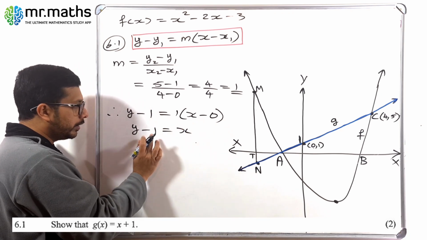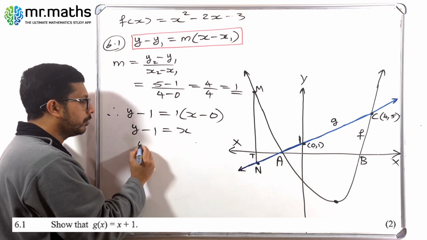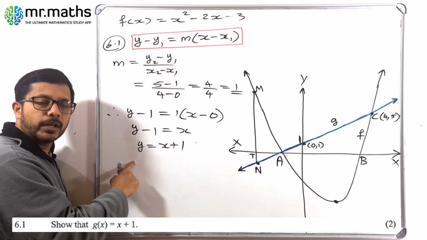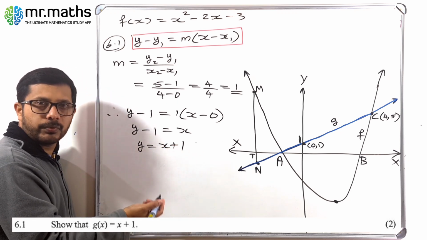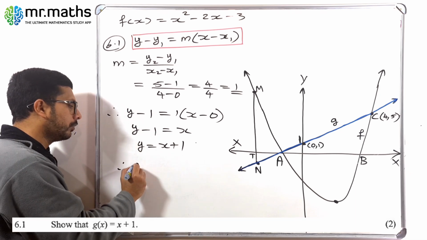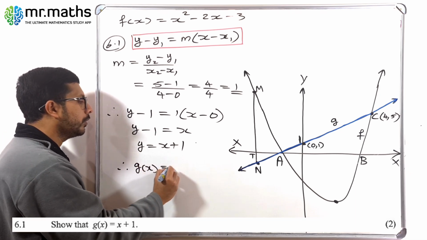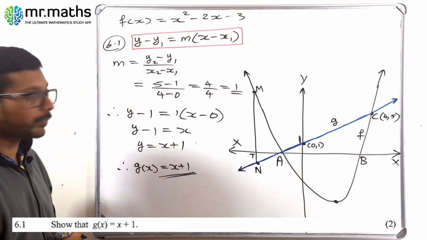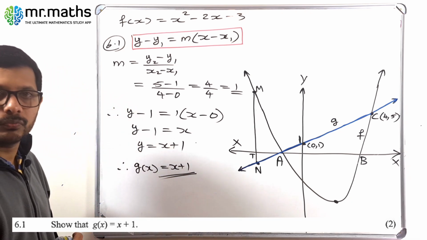Take this minus 1 to the other side. So y is equal to x plus 1. Actually this y is the same as g of x, a function. Therefore g of x is equal to x plus 1, and that is what we want to find. So that is question number 6.1.